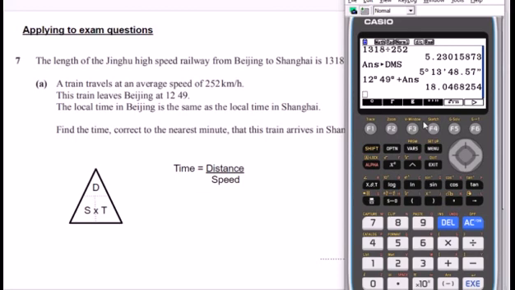Again it's given me a decimal time, which I don't want. I want it to be in hours, minutes and seconds. Well, I probably don't need seconds if you look at the question, but we'll deal with that in a minute. So I'm going to convert that to hours, minutes and seconds. That tells me 18:02 and 48.57 seconds. So I would again consider writing that whole thing down, and then it wants the time, correct to the nearest minute, that the train arrives in Shanghai. So that would be 18:03.